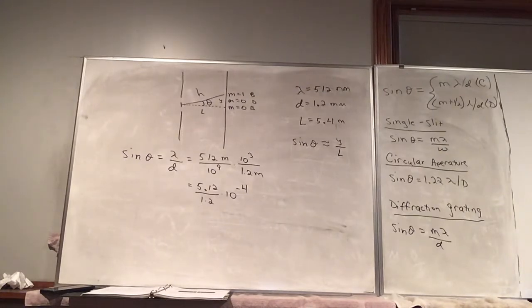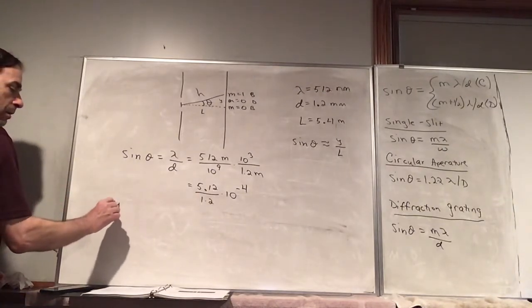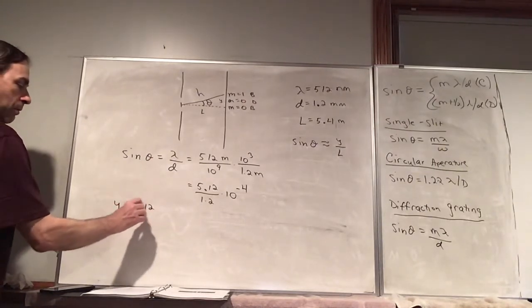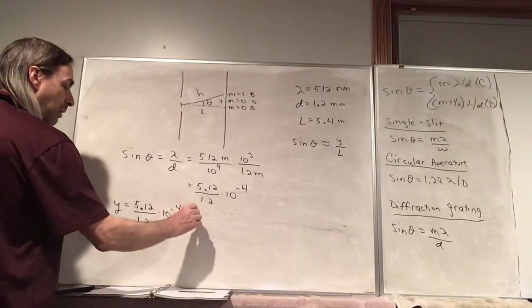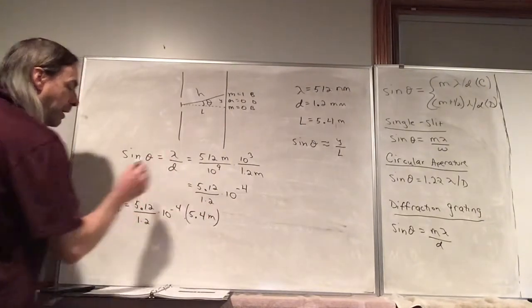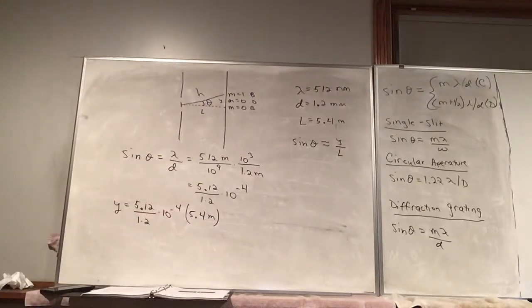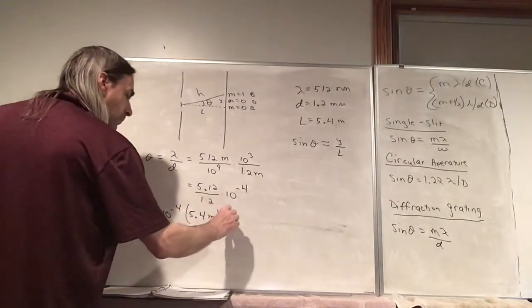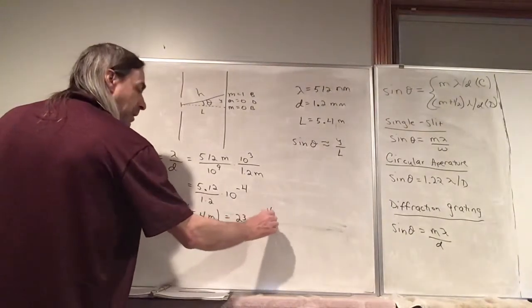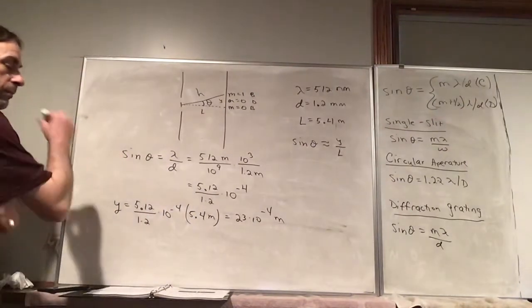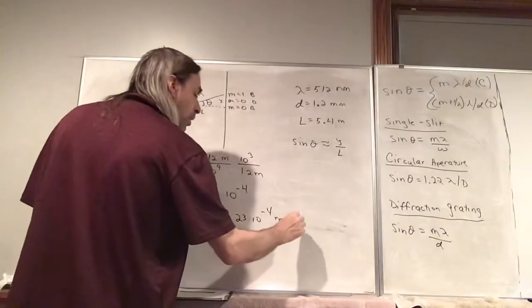We can say sine of theta is equal to y over L. So y is equal to sine of theta, and then let's multiply by 5.4 meters. So I'm going to multiply 5.12 times 5.4 and divide by 1.2. So this is 23.04. Let's just say 23 times 10 to the minus 4 meters, or 2.3 millimeters.